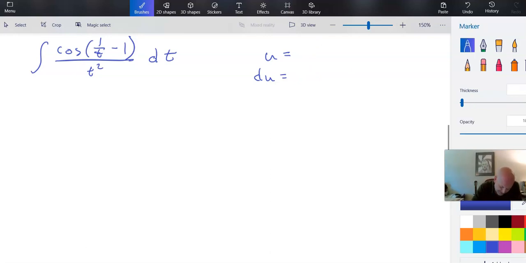Now, I think it's pretty clear that this 1 over t minus 1 is composed with cosine, right? There's a composition there. So maybe we can try that. Okay, and if I take the derivative of 1 over t minus 1 with respect to t, I get negative 1 over t squared dt. Okay, well, that's convenient because if you hadn't noticed, I can actually pull this t squared out as a 1 over t squared. Right? I can look at this function this way.